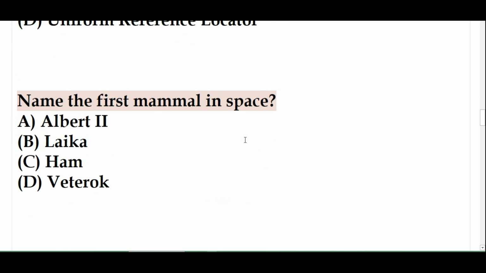Name the first mammal in space. Albert 2. Albert 2 is the right answer. Albert 2 is the first mammal in space.